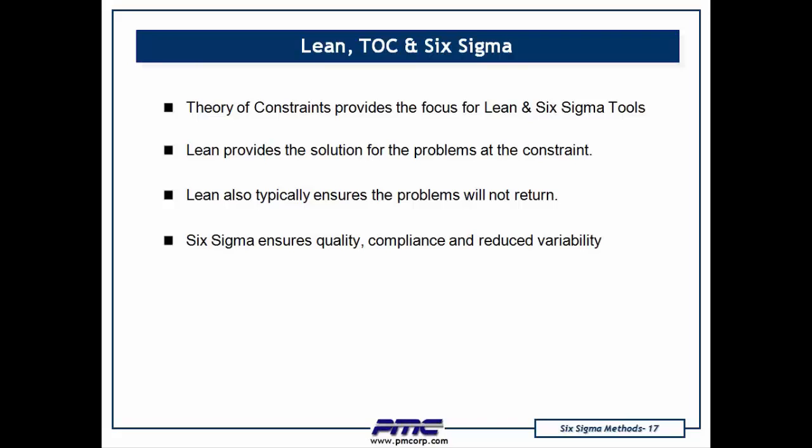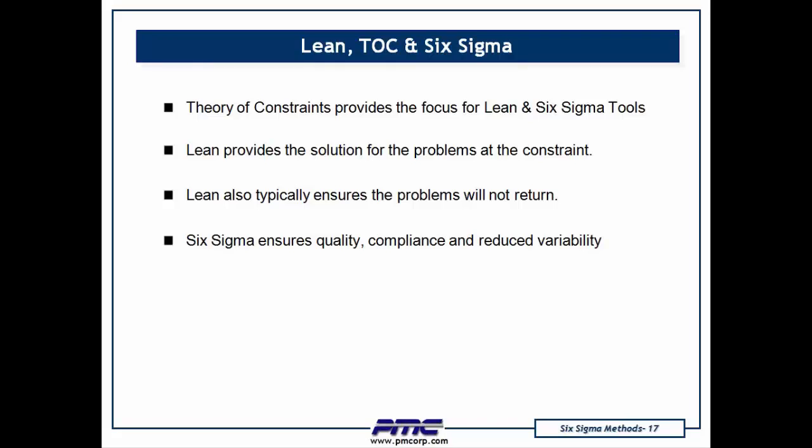Then Lean provides the solution for the problem, typically at the constraint, right? So we can understand if it's the inventory that's causing the issue. Maybe it's the standard work that's a problem. Maybe the workplace is a mess, so maybe we should do a 5S there. So again, Lean provides a solution for the problem at the constraint, typically. And then Lean also ensures that the problem will not return if implemented correctly, right?